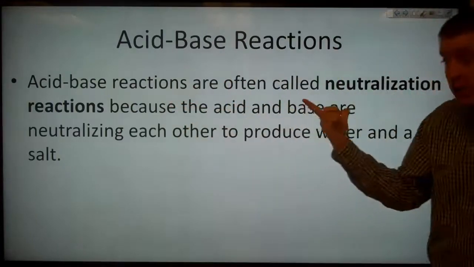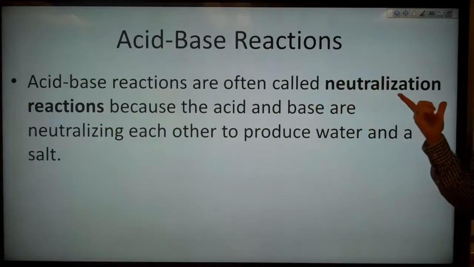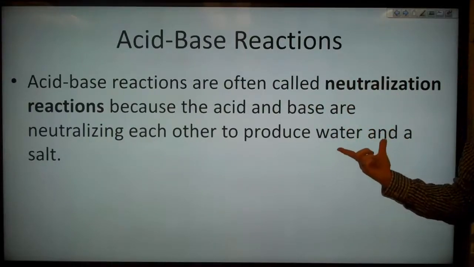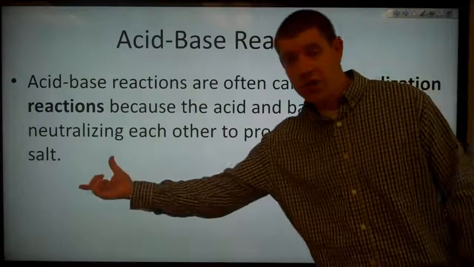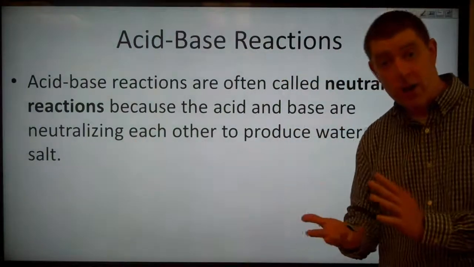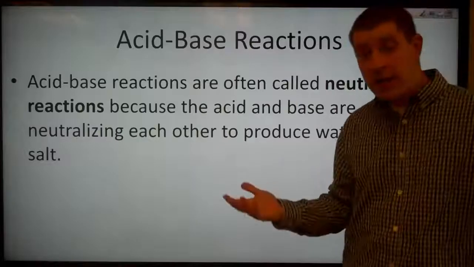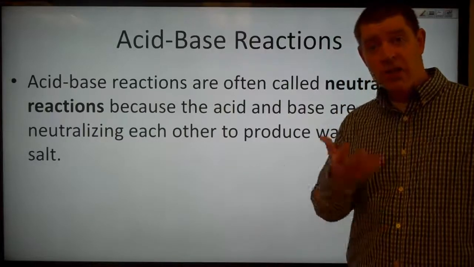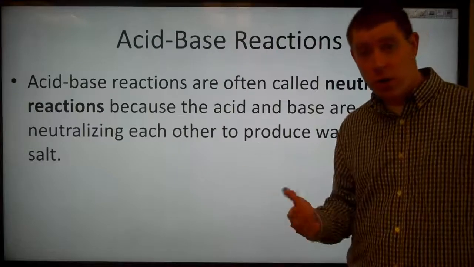So acid-base reactions like this are often called neutralization reactions because the acid and base are neutralizing each other in order to produce water and a salt. Not necessarily table salt, sodium chloride, but some salt. In the last case, it was sodium acetate. In the first case, it was, in fact, sodium chloride.